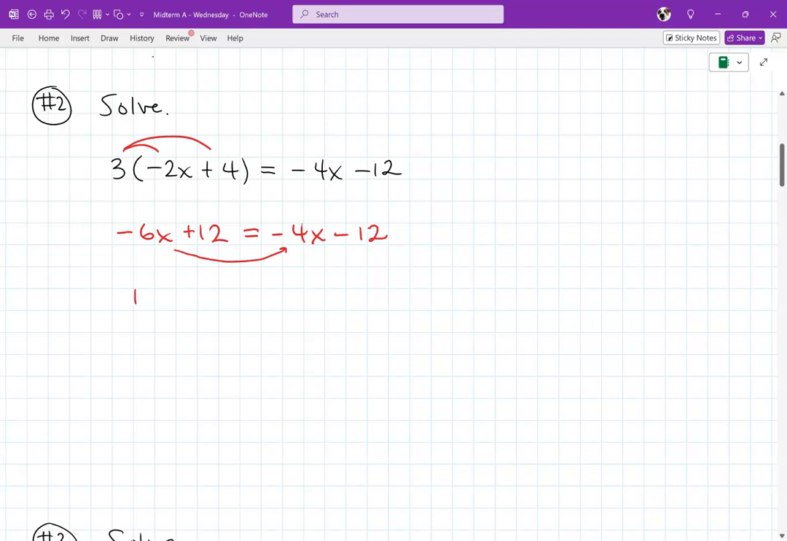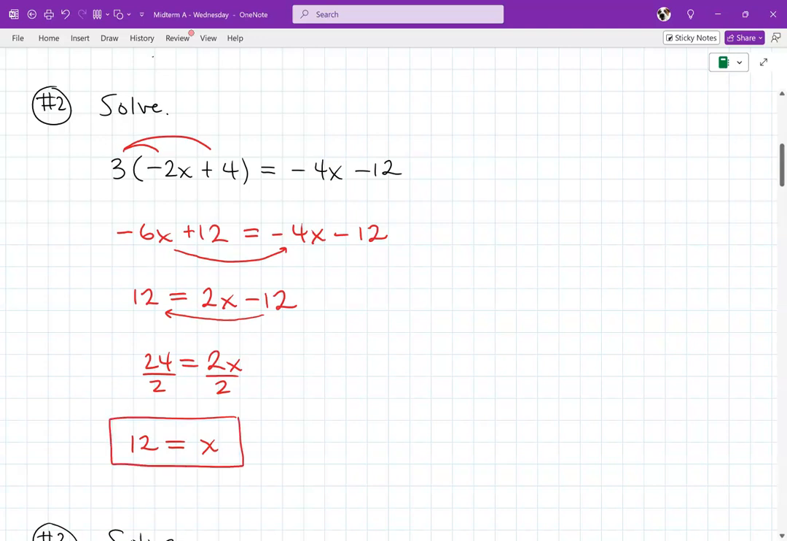So that's going to leave me with a 12 equal to negative 4 plus 6, that's 2x minus 12. Now I'll move that minus 12 to the left side now. So I'm going to move this that way. So that gives me 24 is equal to 2x. And if I divide both sides by 2, I get that x is equal to 12. And that's it. So there's number 2.